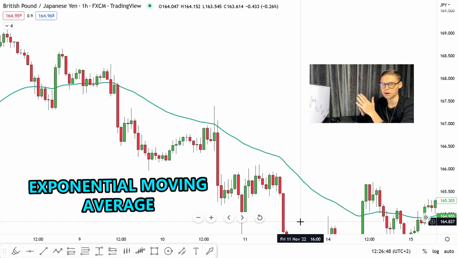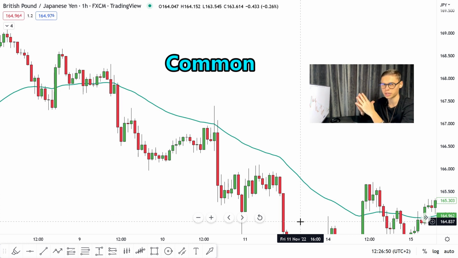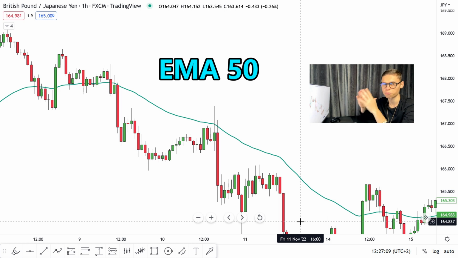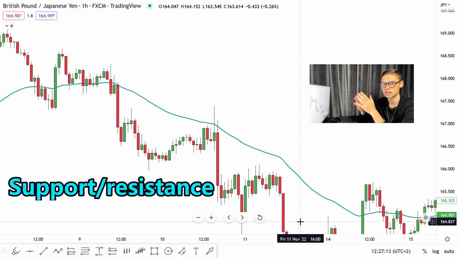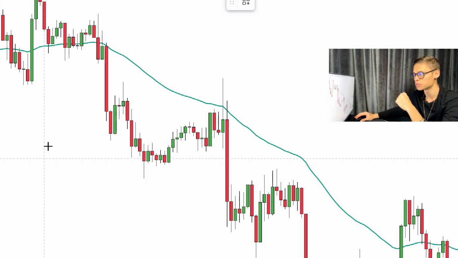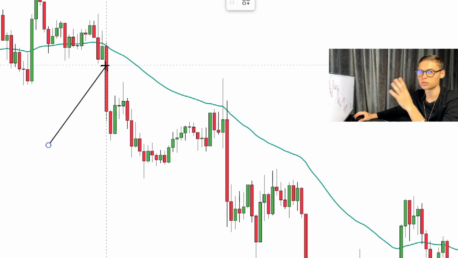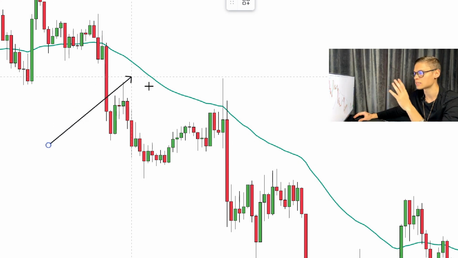The next indicator that can be really useful for you to find a perfect sniper entry can be exponential moving average. Again, really common indicator used among many traders, and the price respects this indicator. We have exponential moving average with an input of 50, and we will use it to find support and resistance levels.